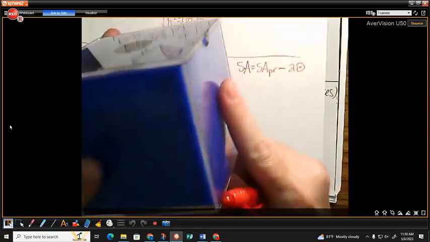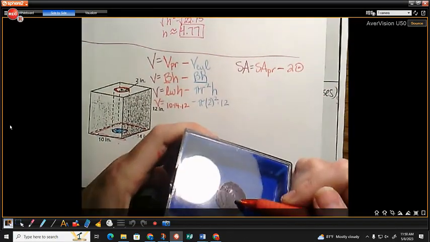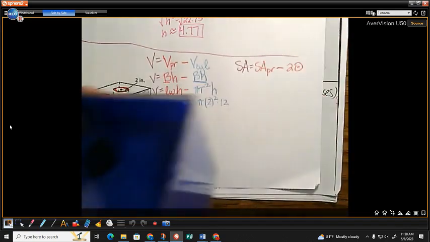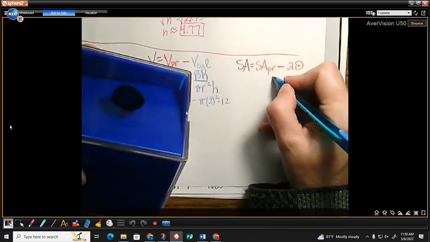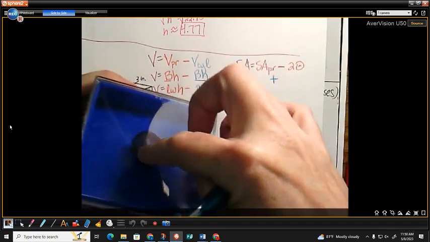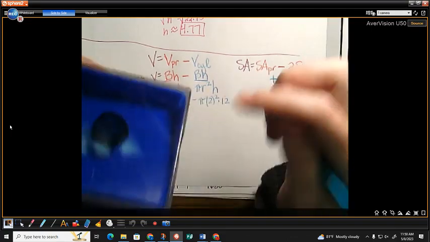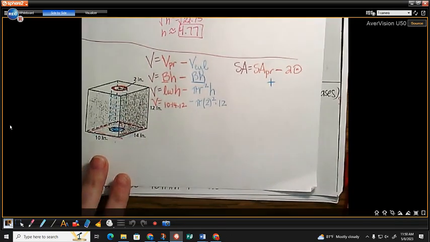For the prism, am I going to do all the outside things? Yes. Am I going to find an area of both bases of the prism? Yes. But am I going to take out two little circles out of that area? Yes. Once I've done that, then I think, okay, now that I've drilled a hole, have I opened up new surface? Yes, I have all the surface here now.